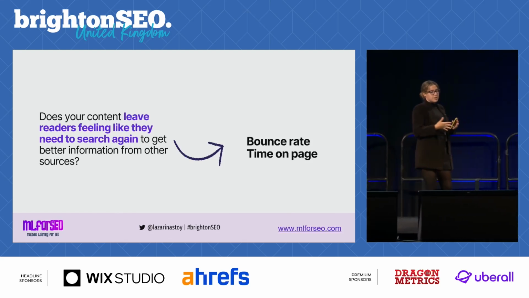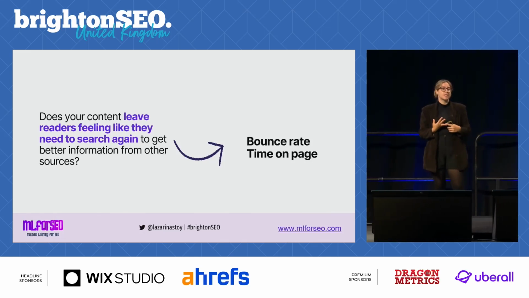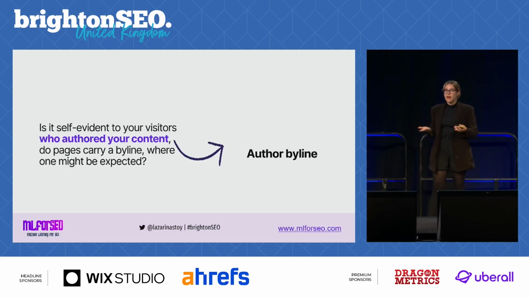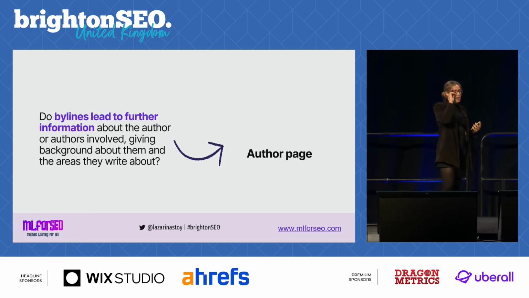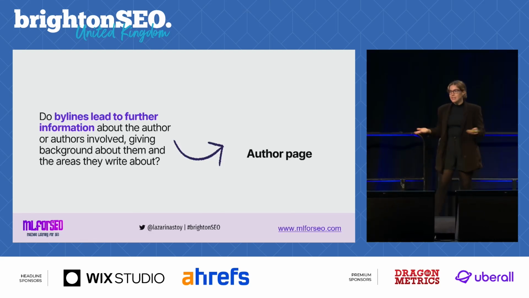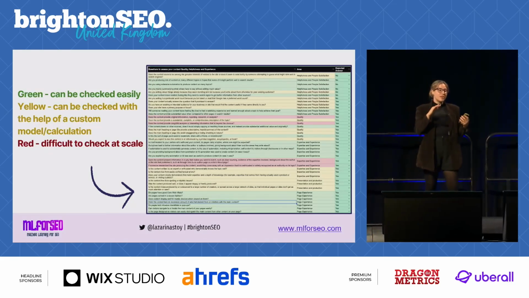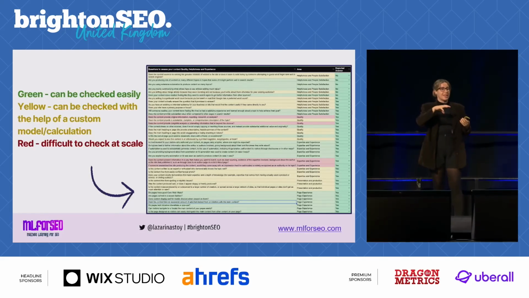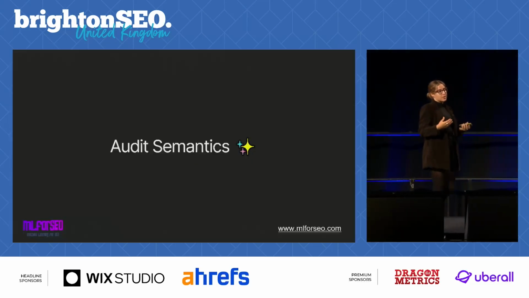Does the content leave readers with the feeling they need to search again? Well, easy. Do they bounce a lot? How much time do they actually spend on the page? Is it self-evident who authored the content? Easy. Do you have an author byline? You can get that from Screaming Frog by analyzing the page. Do the bylines lead to author pages? Easy. Do you actually have author pages? So most of these can be automated. There are only a few that are very difficult to check at scale. So imagine if you can incorporate Google's guidelines into the way that you do content auditing. This will definitely create a better outcome for the audit as well.